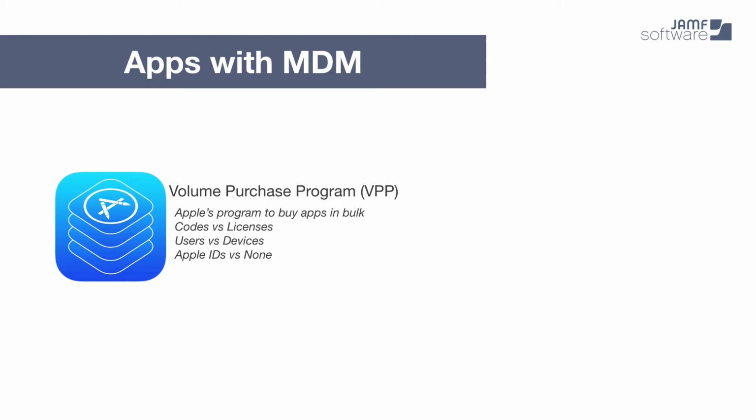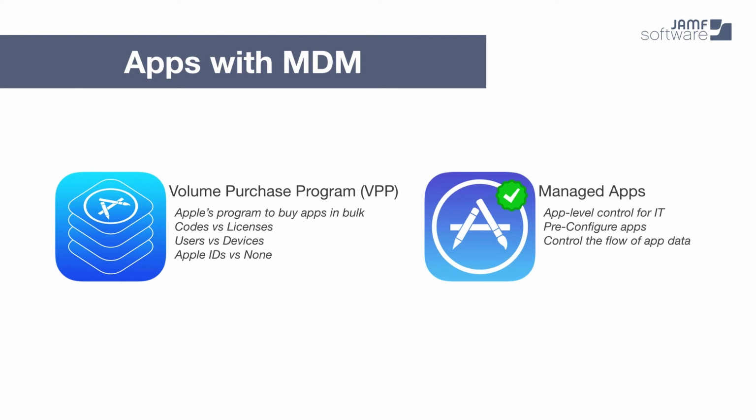Now, the other thing that you should know about apps here is that once you deploy an app using MDM, it becomes managed. And by managed, it means that you have app-level control over this stuff. You can pre-configure settings, and you can control the flow of app data in here. So how does this all work?